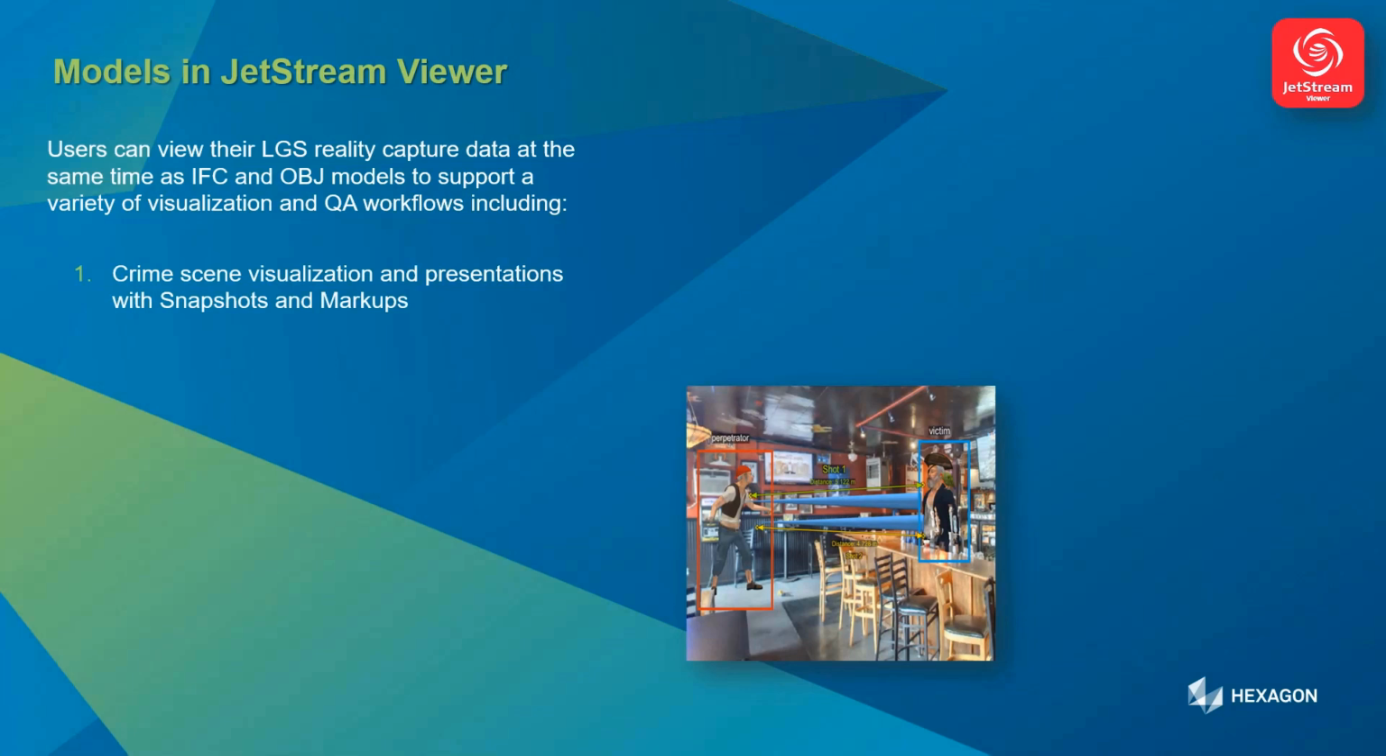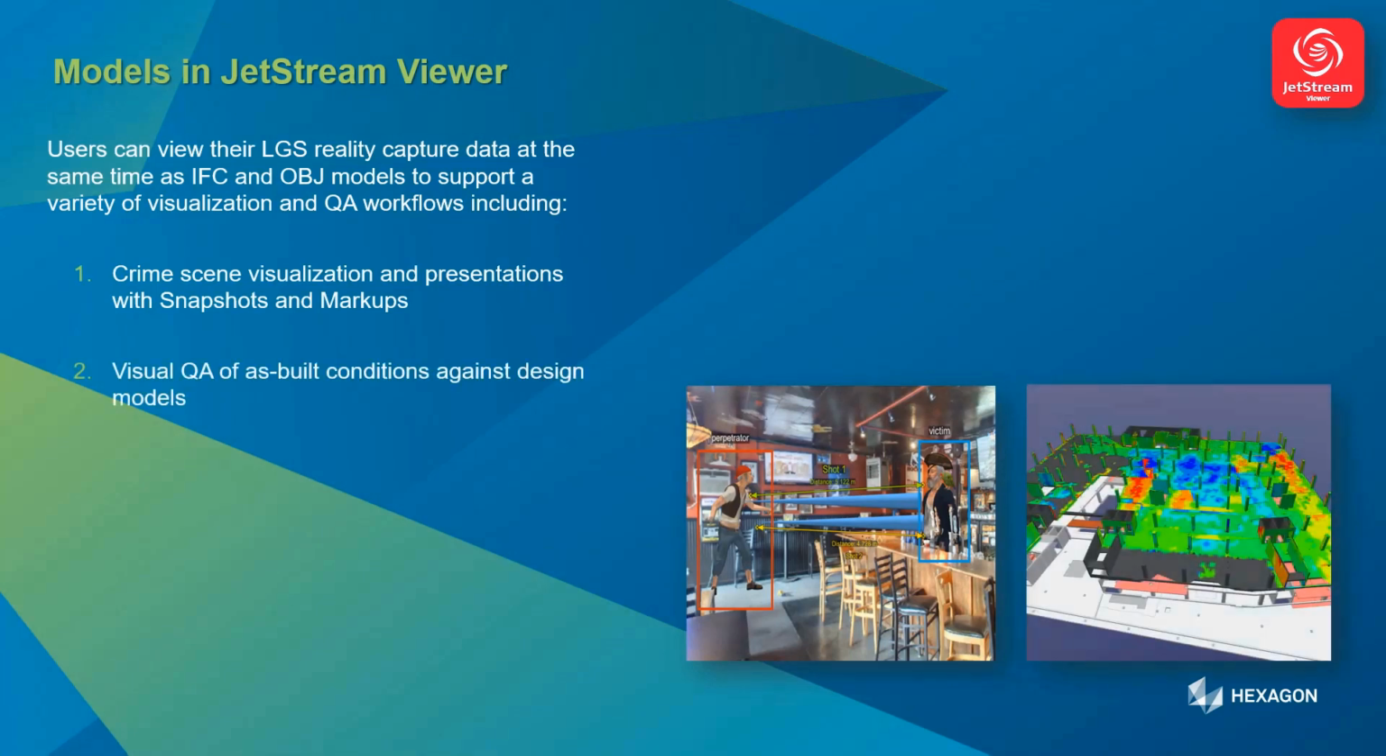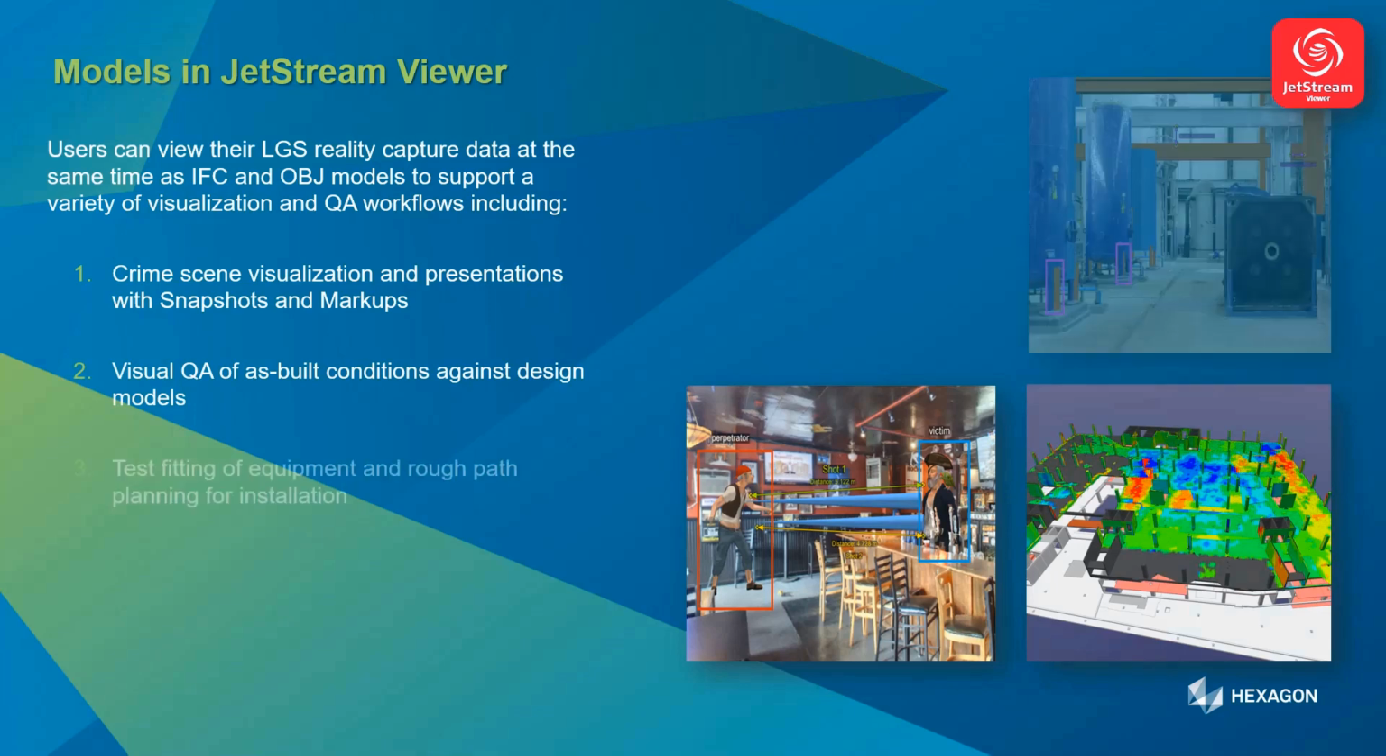So we've already alluded to the fact maybe it's for crime scene presentations. So you're adding in markups and you're adding in your forensic cones. You're adding in representations of people within that scene. Perhaps you just want to do a visual QA against as-built conditions. So here, for example, you can see where we've got an OBJ that's been colorized with the heat map. And we're bringing that directly across into JetStream Viewer, along with the IFC and also the point cloud. So you can see it becomes very, very rich in terms of what we're able to view, but also what we're able to share in terms of the content to the third-party contractors.